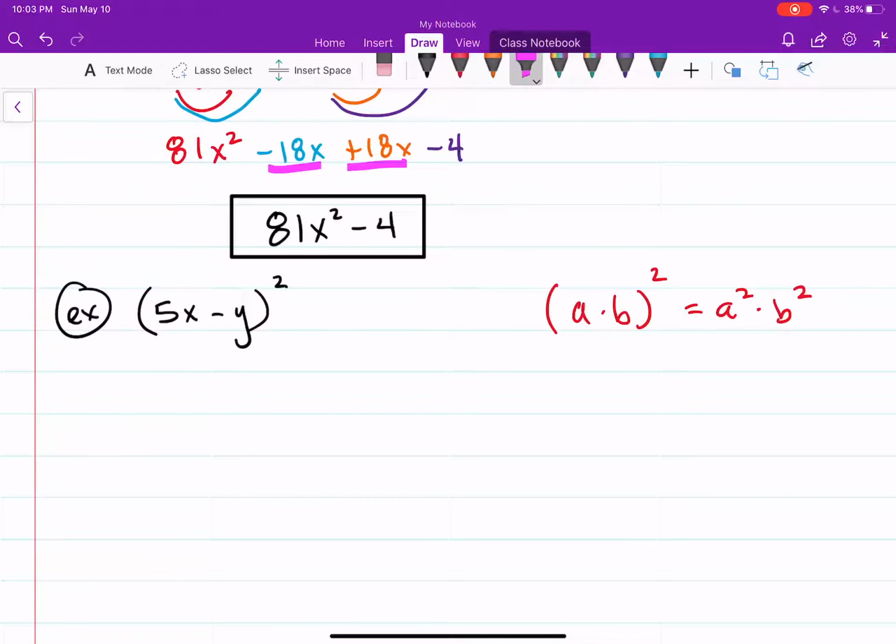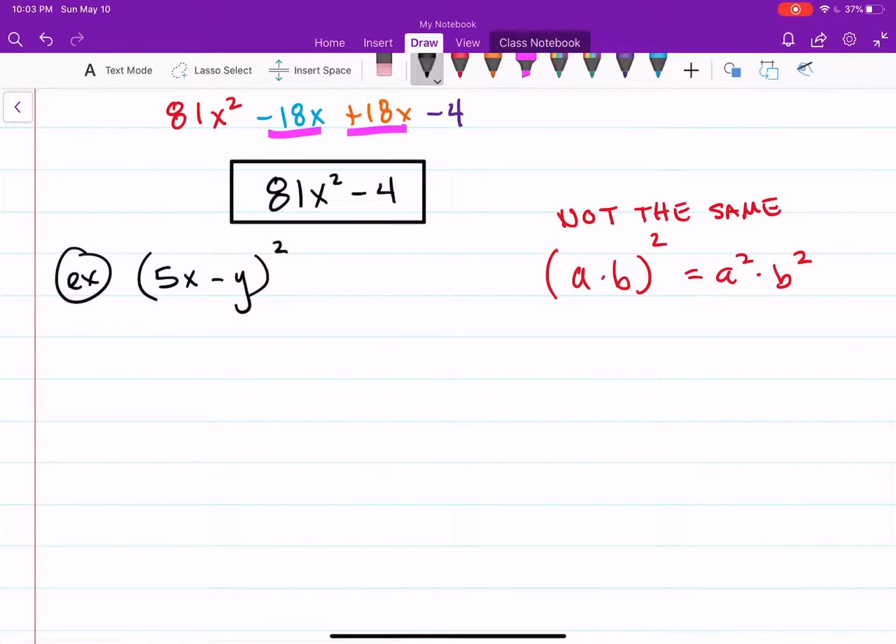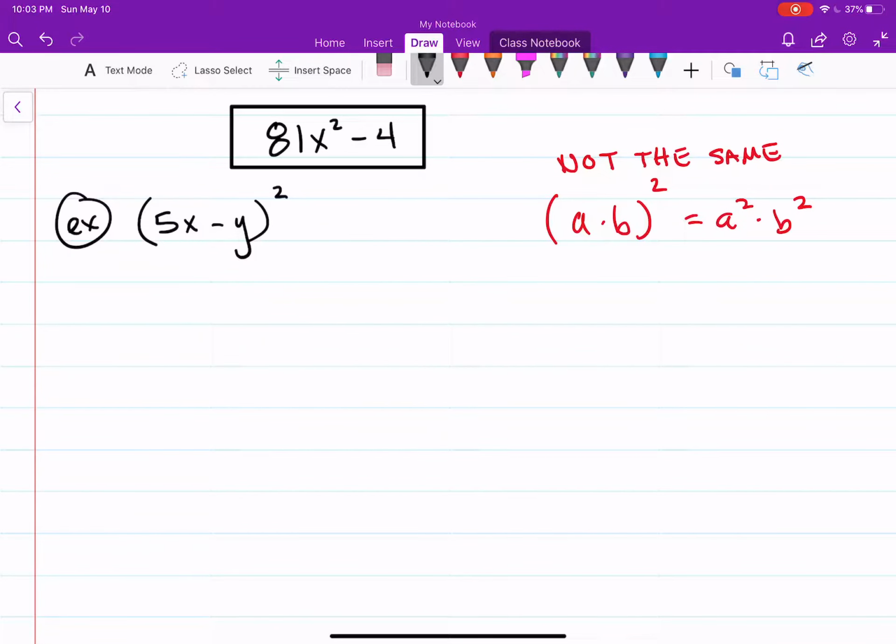However, remember that this is a multiplication while this is a subtraction. It does work for multiplication, but it does not work for subtraction, okay, or addition. Only for multiplying and dividing. Okay, I want you guys to understand this. So I'm going to put down right here, not the same. Okay, so with this one, what we have to do is the exponent tells me to write the parentheses twice. So I'm going to write the parentheses twice.